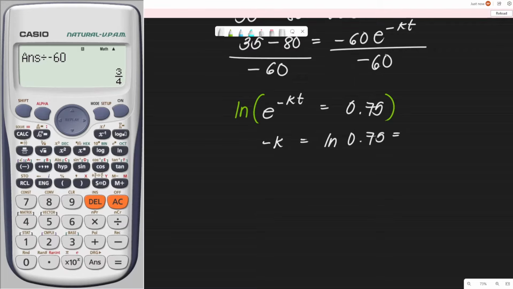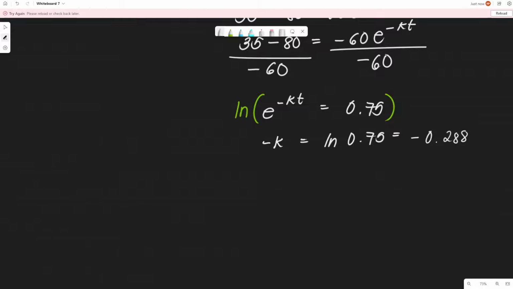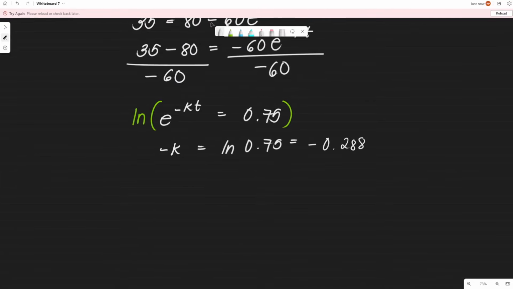So, the natural logarithm of 0.75 is negative 0.288. This is the value of negative K. So, let me go back to the calculator. Okay, substituting to the working formula, we have T sub O is equal to 80 minus 60 e raised to negative 0.288 T.